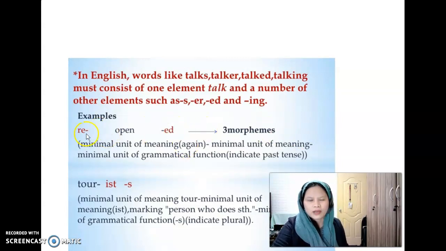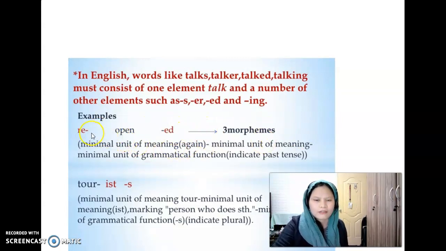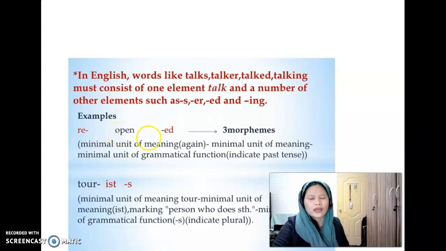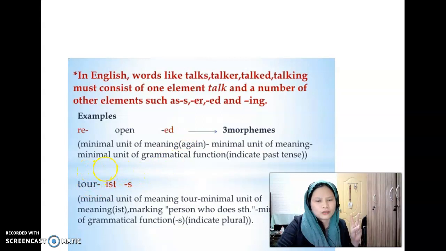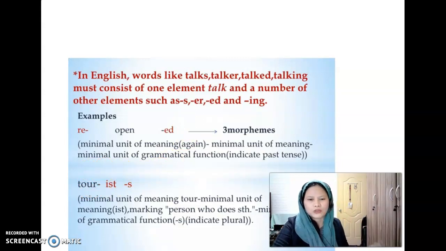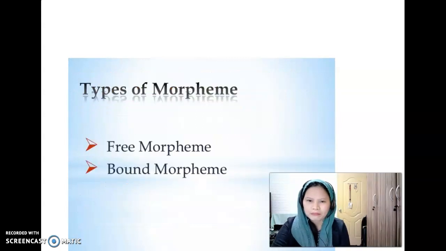If you look at this example that I have, it's reopen. It can be divided into three morphemes, from its word open. You can add the prefix re, and additional to that is the suffix ed, so it becomes reopened. And also we have tourist. We can actually add two suffixes. From the word tour, it becomes tourist, and it becomes tourists in plural form.